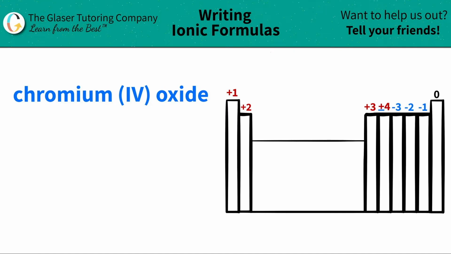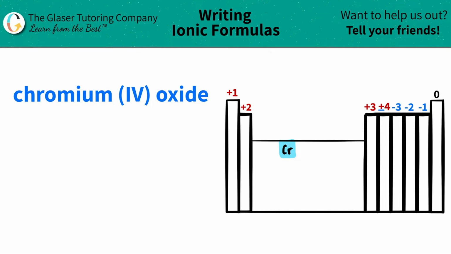Today, we are going to be writing the formula for the ionic compound chromium 4 oxide. So let's see where these elements are located on the periodic table, and then we'll take it from there. So the first thing I see is I have chromium. I'm going to scan the periodic table to see where chromium is, and chromium is right over here on the periodic table, right? It's represented by a Cr.